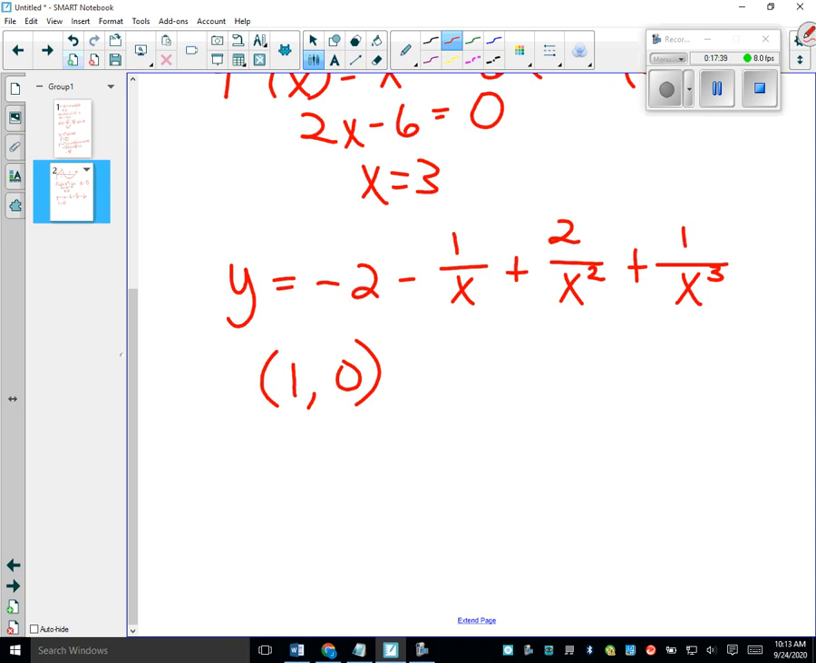I don't think that's right. Yep, I think that's right. I want the equation of the tangent line. So are we given 1, 0? Yes, that is your point. At that point, what is the tangent line?